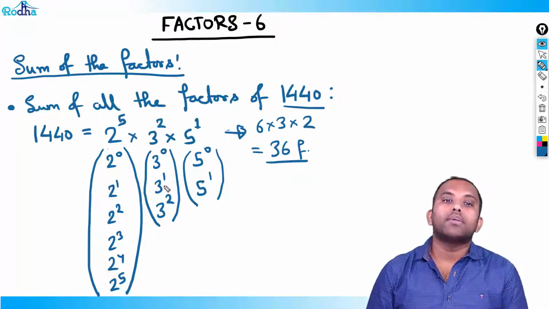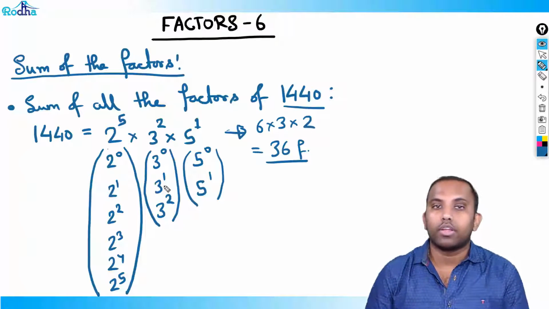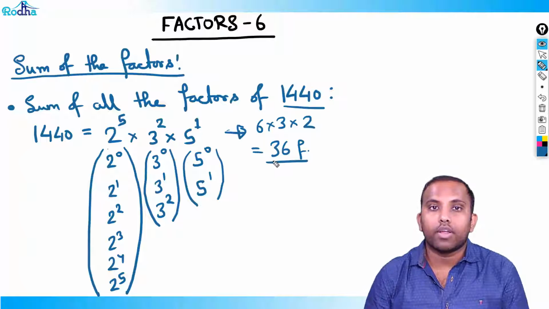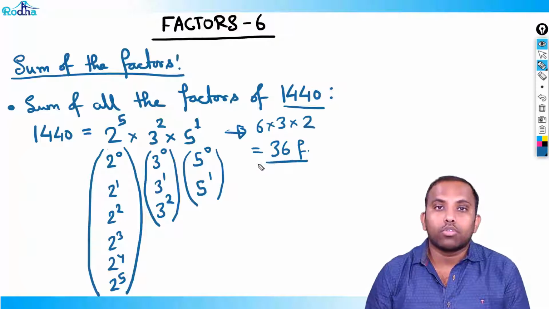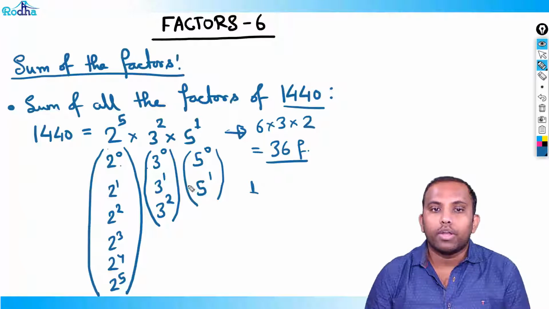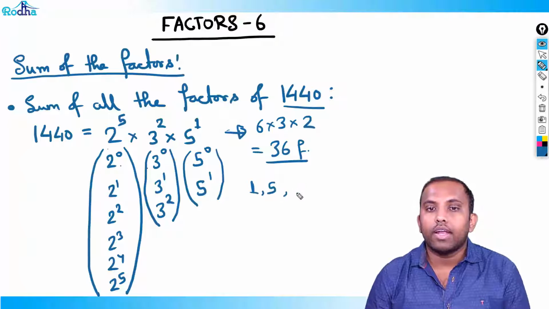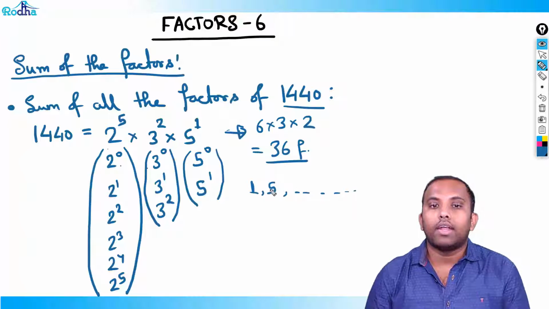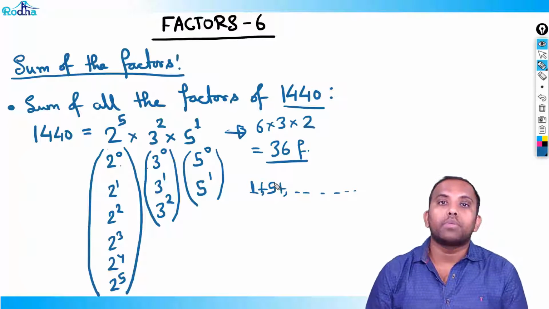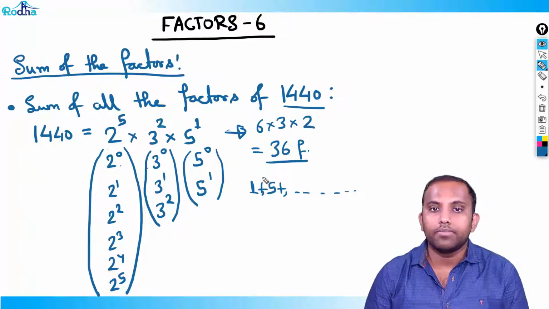Now the question is how to find the sum of all the factors of 1440. Should we write down all the 36 factors? I told you how to write those: pick one term from each bracket. So 1 into 1 into 1 is 1, 1 into 1 into 5 is 5, like this. Should I write all those 36 factors and then sum them individually? Very difficult process, right? So we won't do that.